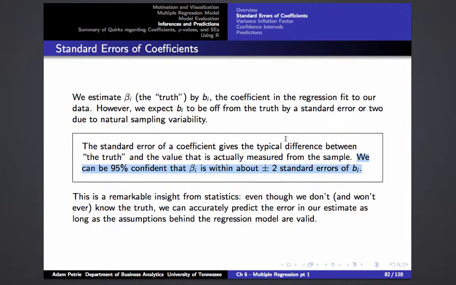So remarkably, and this is when the regression model is appropriate, statistical theory tells us that the measured coefficient in the sample is never that far away from the truth. You can actually come up with an equation that tells you the standard error, the typical difference between the truth and what you measure. And it turns out that 95% of samples have their measured coefficients be at most 2 standard errors away from the truth. So we can be 95% confident that the truth is within about 2 standard errors of what we measure.